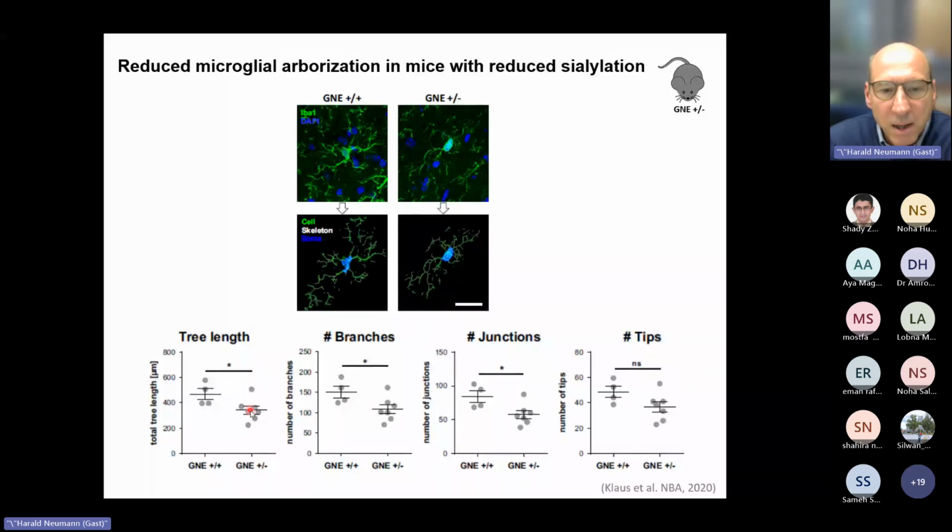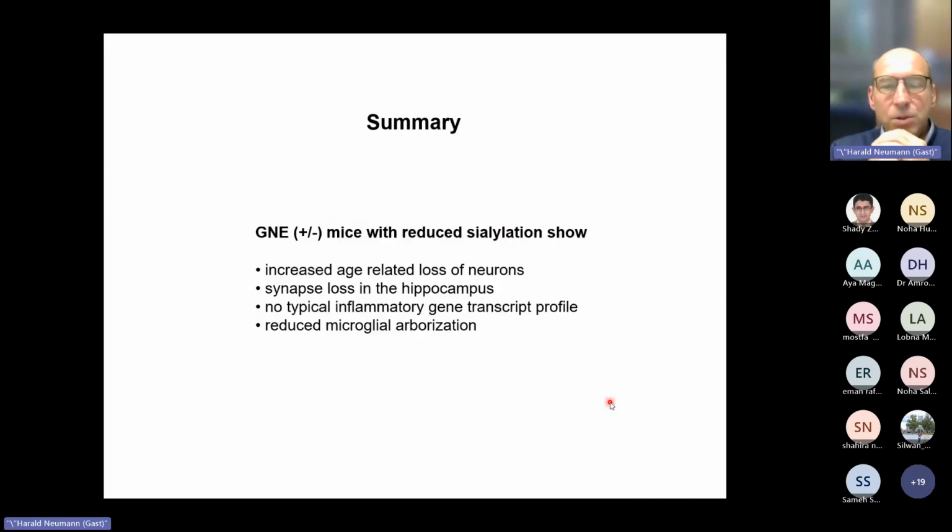The branch number is reduced. The number of junctions and the tips are also partially reduced. So this tells us that the arborization of the microglia is changed. It's reduced if we have a little bit less sialic acid in the mouse. So we had a phenotype. If we have reduced sialylation, we have neurodegeneration, we have a little bit of microglial changes.